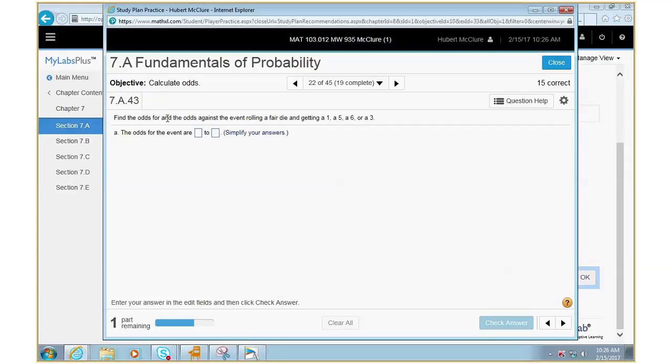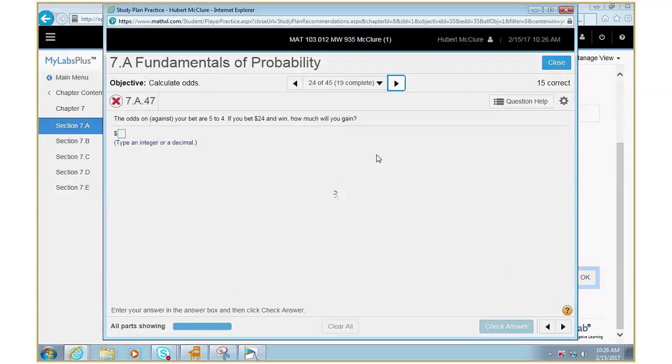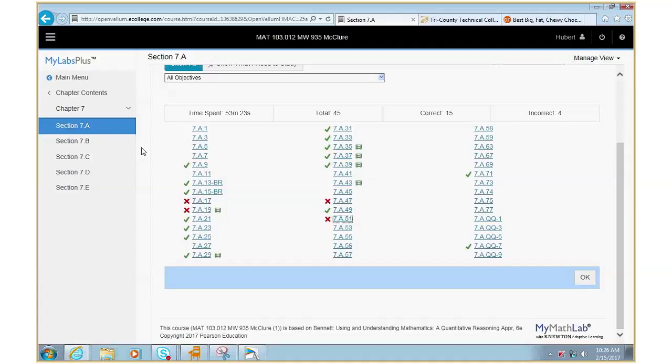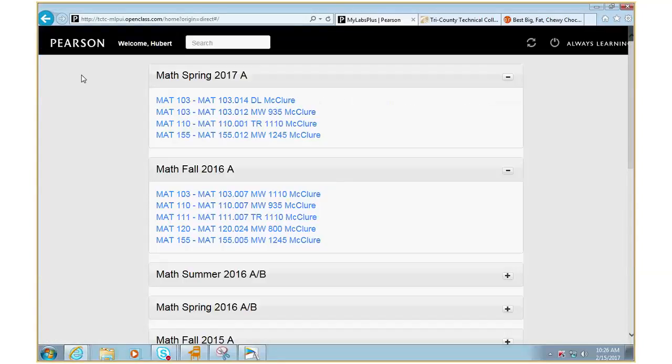Find the odds for and the odds against the event of rolling a fair die and getting a 1, a 5, a 6, or a 3. With these four different questions, is that what they're saying? Okay, that's too easy. Find the odds for... The odds against your bet are 5-4. Really? That's the only three questions they give you? That's a farce. That's ridiculous. Math 120.